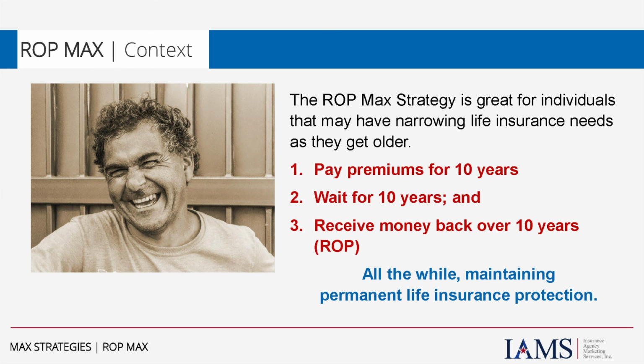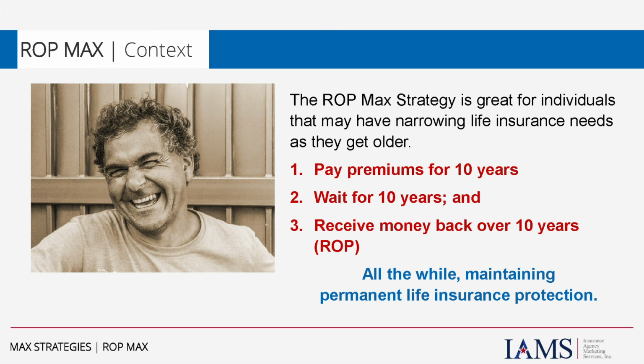So again, this strategy is going to be a great fit for individuals that do have a decreasing need for insurance as they age. And the structure is going to look something like this. We're going to pay premiums for 10 years. We're going to wait for 10 years. And then starting in that 21st year, we're going to start getting our money back out of the policy.